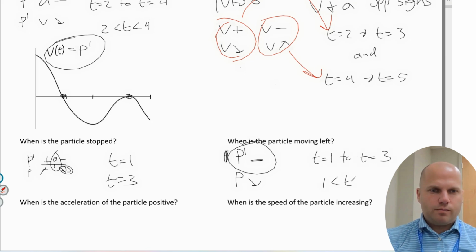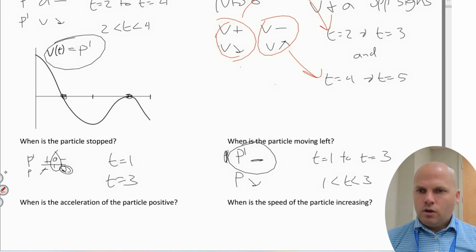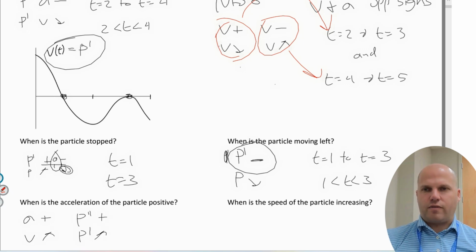Not going to put points anymore. When is the acceleration positive? The acceleration will be positive when the velocity is increasing. Or when is the second derivative positive? When the first derivative is increasing. This is the first derivative. When is the first derivative increasing from 2 to 3?